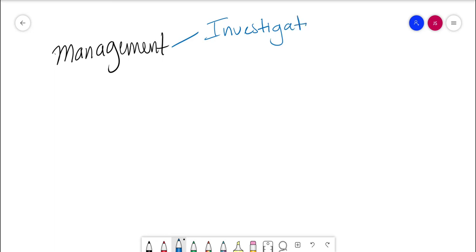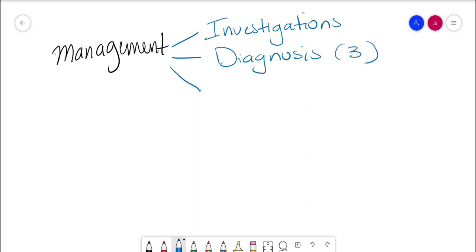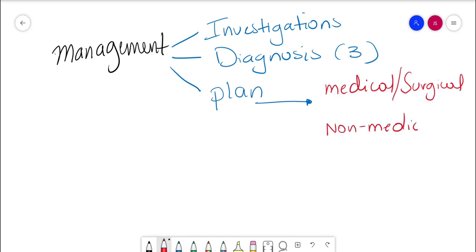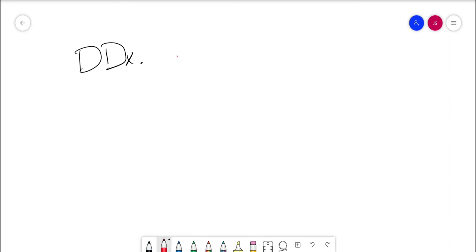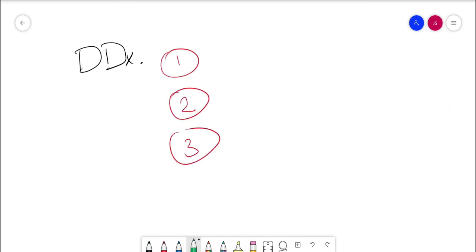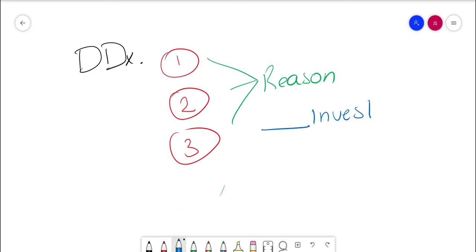Management, they might expect from you to list investigations to reach a diagnosis, and then to make up a management plan. Always think about three differential diagnoses. When you think about management plan, think about medical, surgical, or non-medical plan. Especially a package of care, such as services to be involved or something else. I would think about three differential diagnoses and why you think they are the most possible causes for the presenting complaint of the patient, and what investigations you would do to reach those diagnoses.